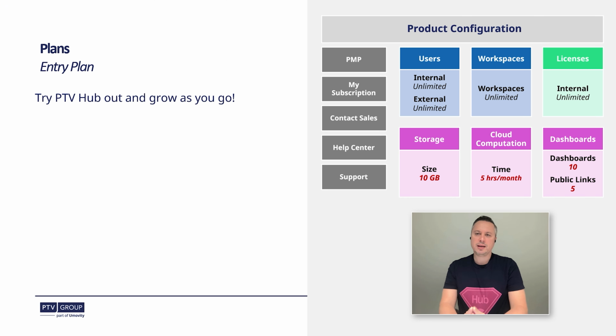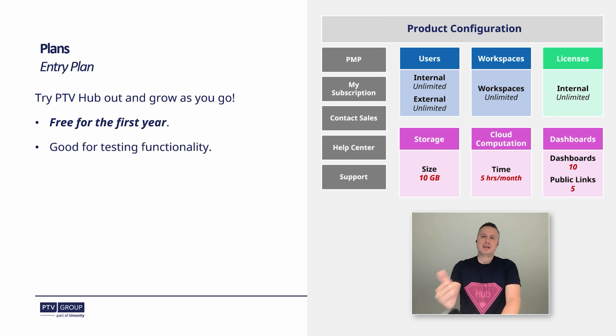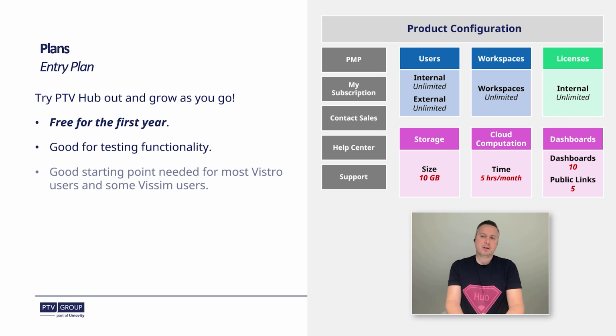The entry plan, as I just mentioned, is free for the first year. This is good for testing functionality or just getting started with PTV Hub. Some users, mainly modeling in Vistro or creating some Visum models every once in a while, may just stick with this plan. Or this plan may be suitable for even small organizations. However you use it, this plan starts out with 10 gigabytes of storage, 5 hours per month of calculation, and 10 dashboards with 5 public links.